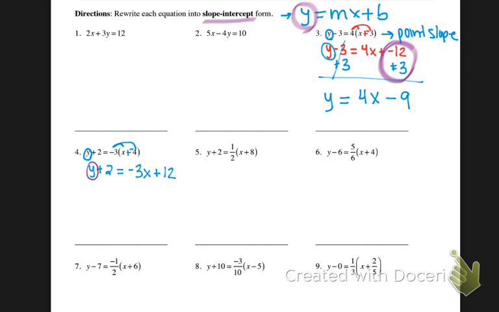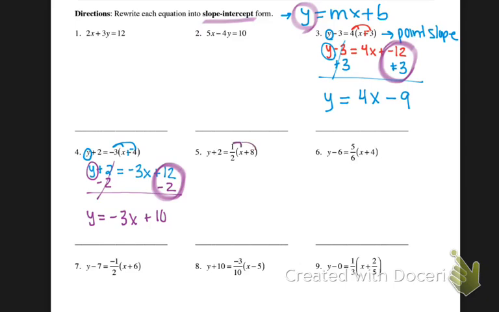Then we're trying to get the y by itself, so we're going to have to subtract 2 from both sides, and those 2's cancel. Notice again, I wrote my minus 2 under the 12 because they are like terms. So now I have y equals, I have the negative 3x, and then positive 12 minus 2 is positive 10. And your answer is now done. It's in y equals mx plus b form.